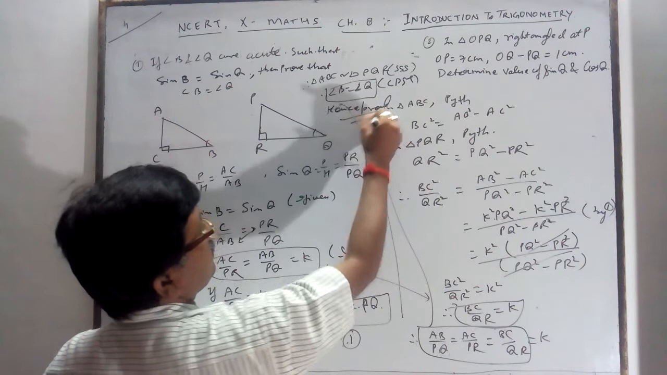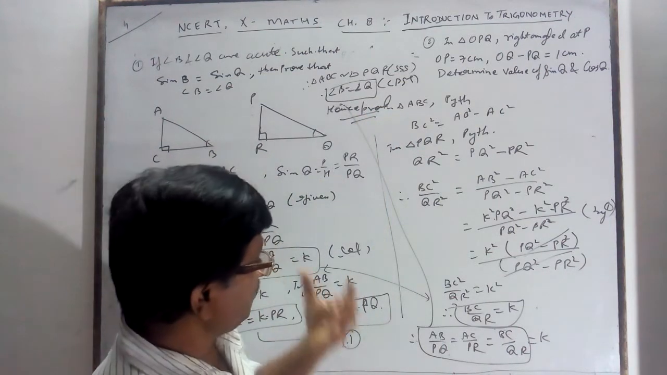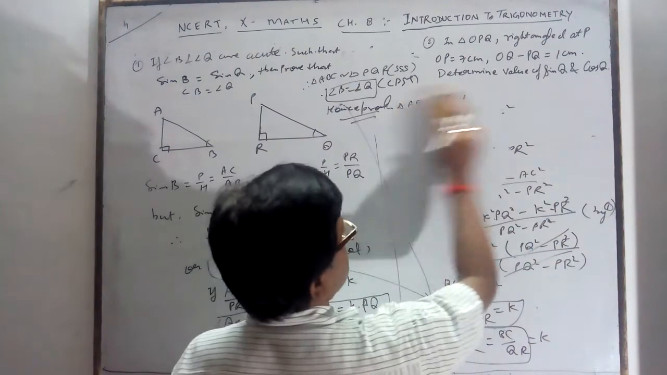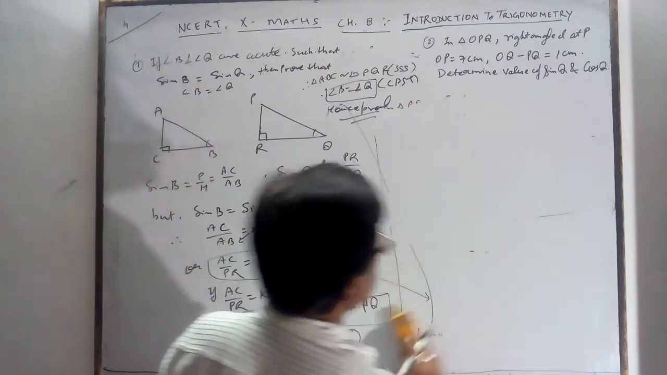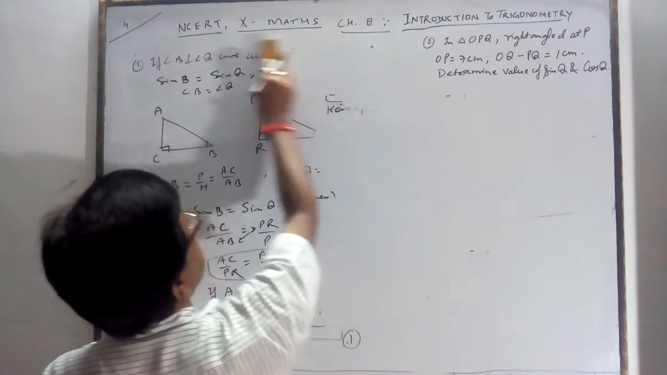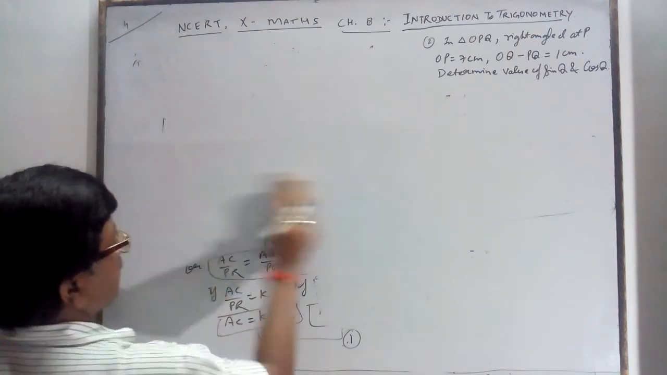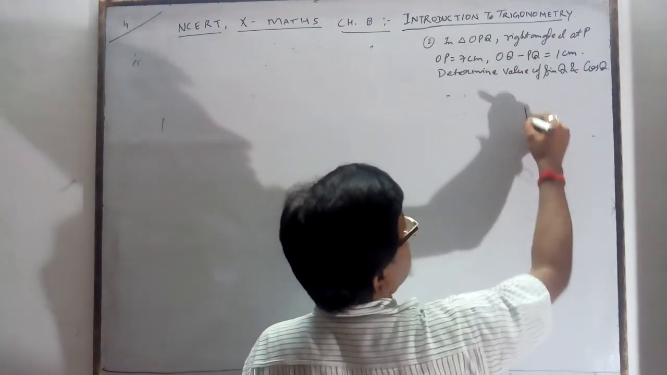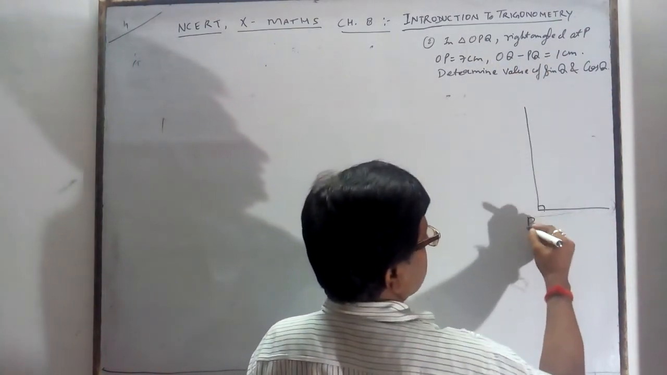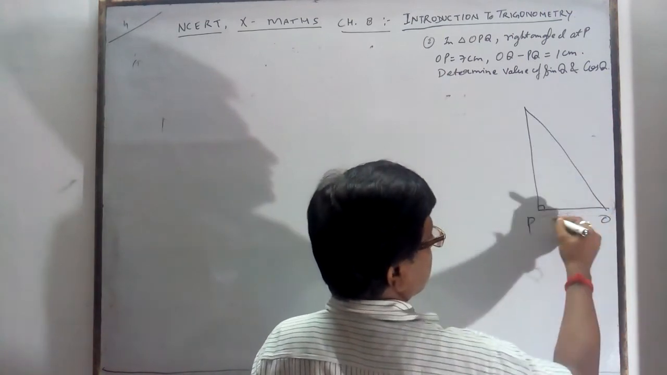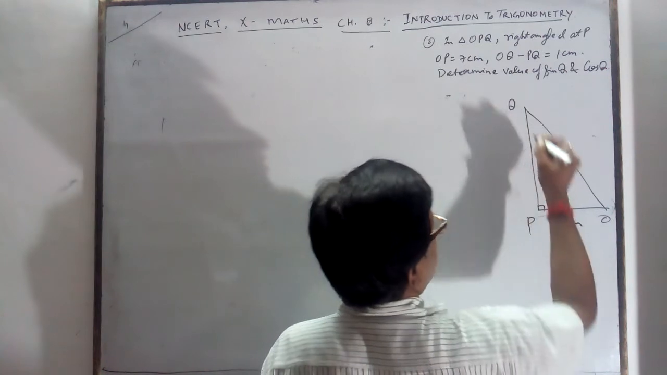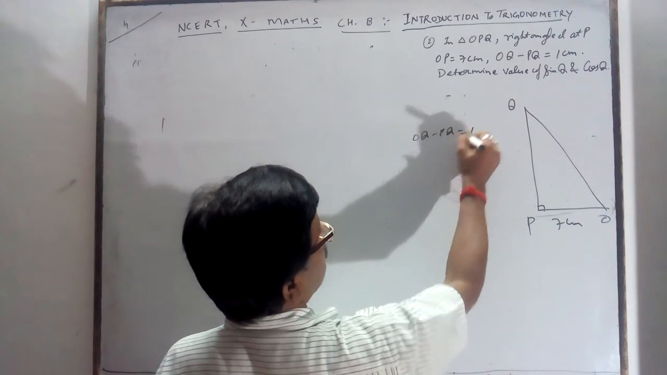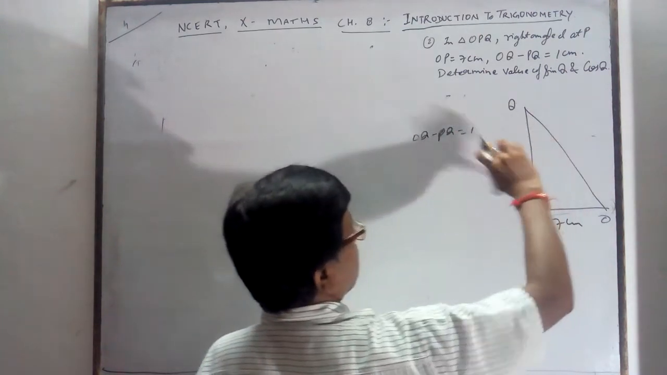You can write this very important example and you have proved this. Like this, another example is given, the last example of your book. In triangle OPQ, written on the board, angle P is 90 degrees and OP is equal to 7. One more thing is given: OQ minus PQ is equal to 1.